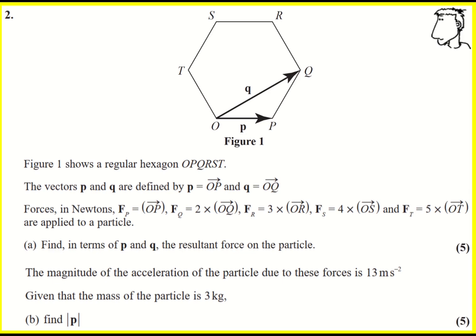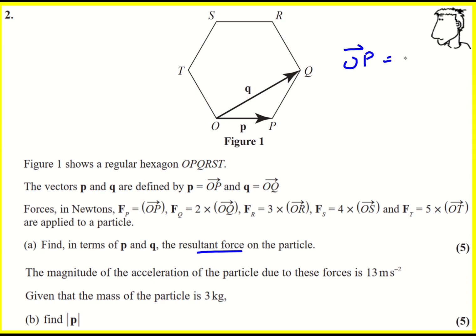I'm interested in vectors and mechanics question here. First of all, let's deal with the vectors part. We've been given a regular hexagon and P and Q defined as shown. And then we've got 5 different forces being applied to a particle, and we're asked to work out the resultant force. So I think first up, I'm going to write down each of the vectors.